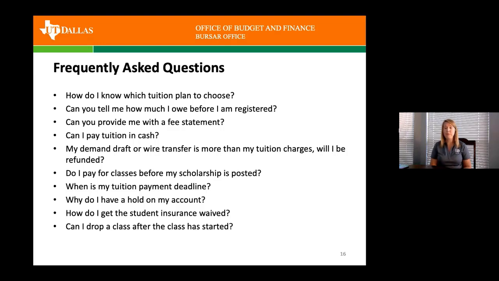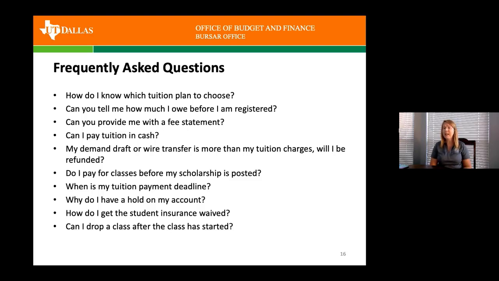When is my tuition payment deadline? You can find that out on the payment refund calendar every semester. But for this coming semester, regular registration deadline is August 13th. Financial aid deadline is August 27th.